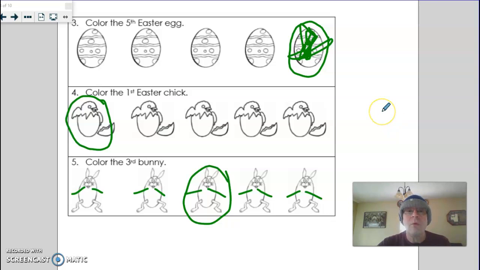So I'm going to give you one more little lesson that looks kind of like this, and send it back to me with a picture. I don't care how you send it back. You don't have to scan it. Just take a picture and put it in the email there.